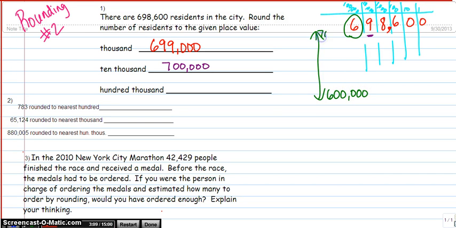Then 100,000 more would be 700,000. If I find my midpoint, that would be 650,000, because 50,000 is half of 100,000. I need to plot 698,600, which would be close to here. And that means I round up to 700,000.